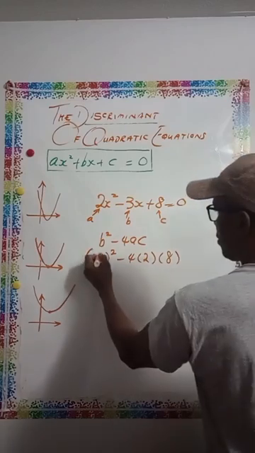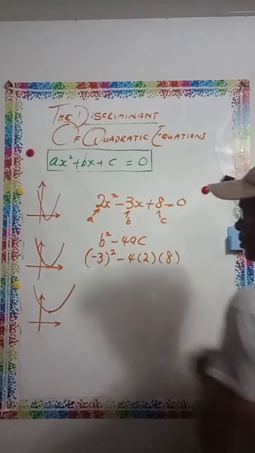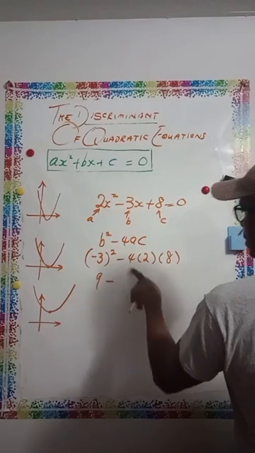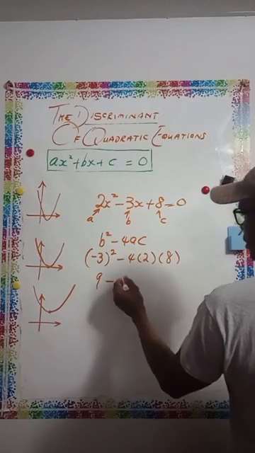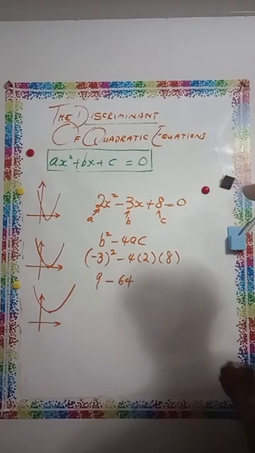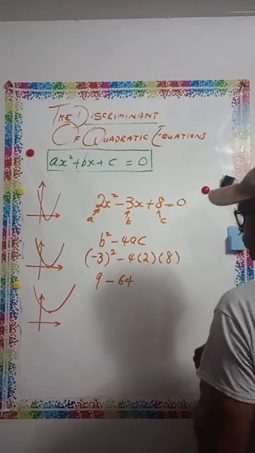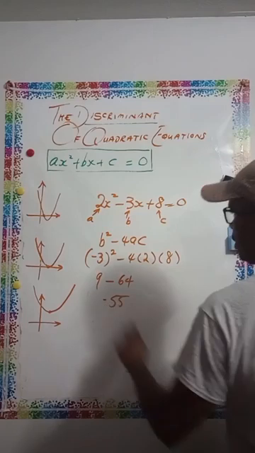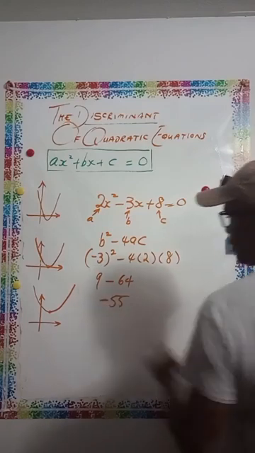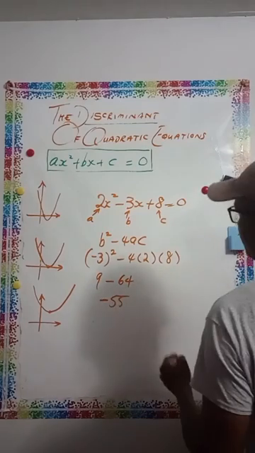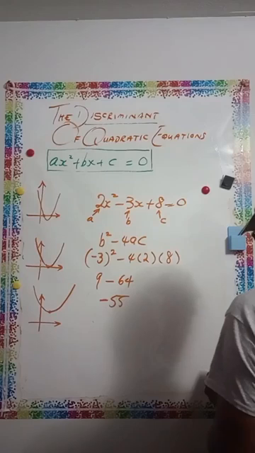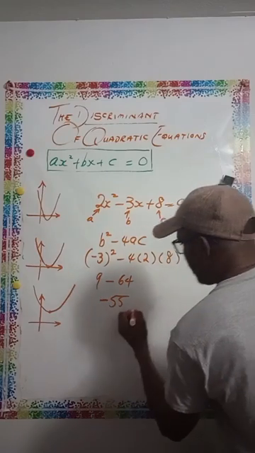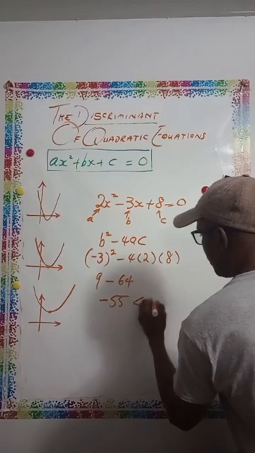And from there, negative 3 squared is 9, minus 4 times 2 times 8. 8 times 8 is 64. So in other words, if you look here carefully, you're going to get a result of negative 55. What could you say about negative 55? Negative 55 is less than 0, right? So negative 55 is less than 0.